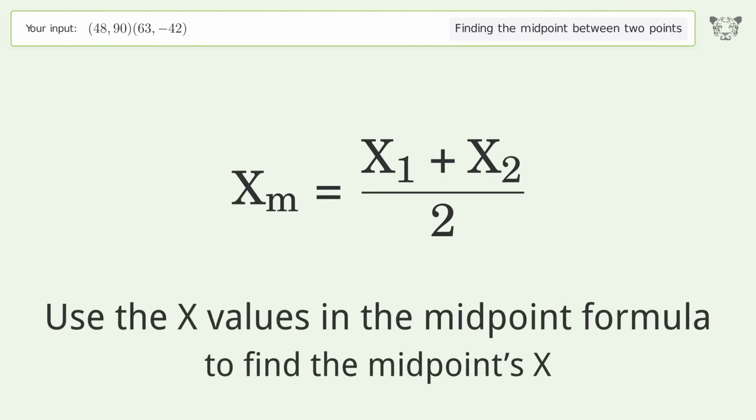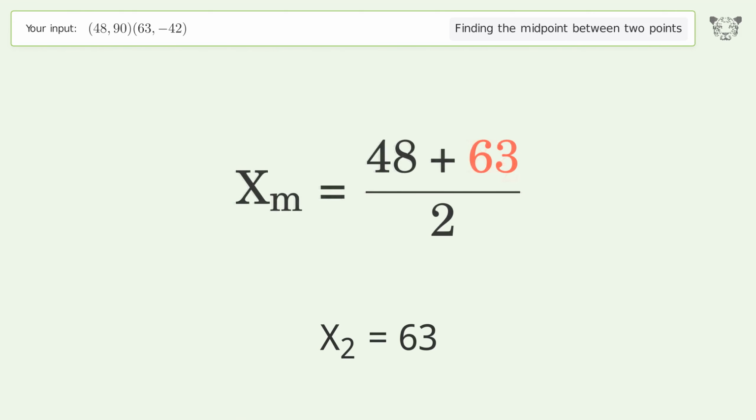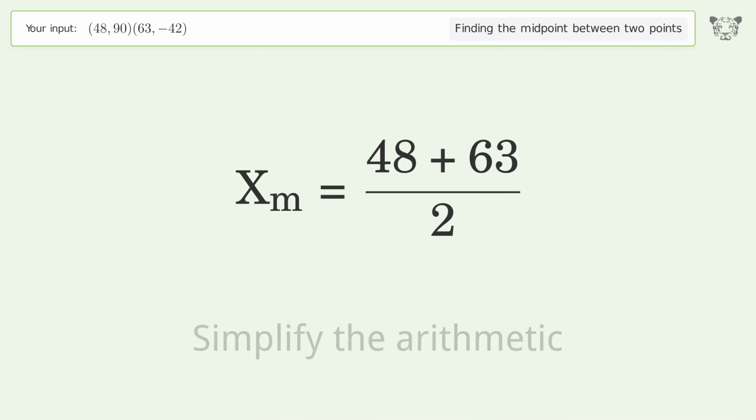Use the x values in the midpoint formula to find the midpoint's x. x1 equals 48. x2 equals 63. Simplify the arithmetic.